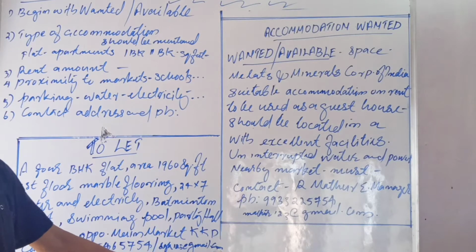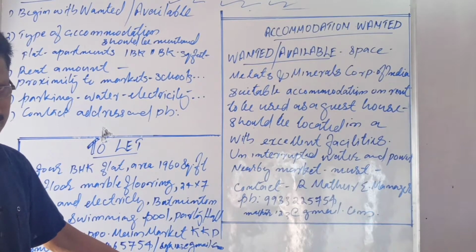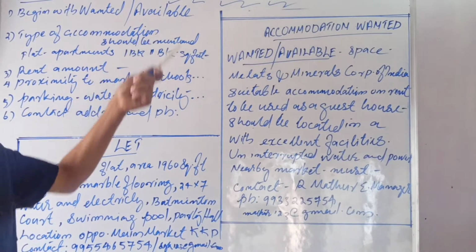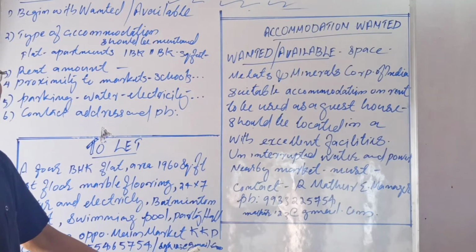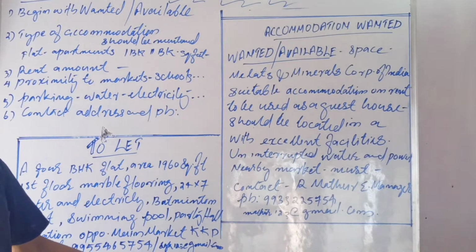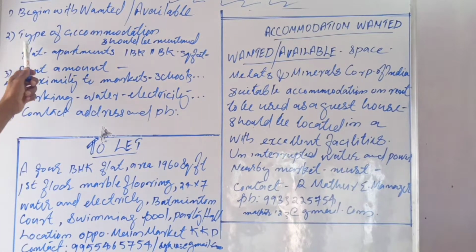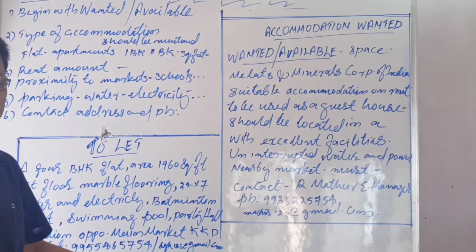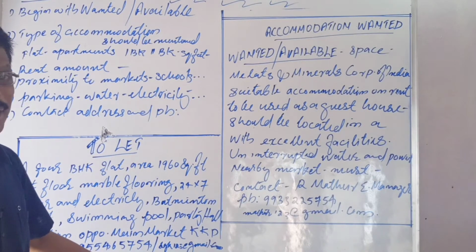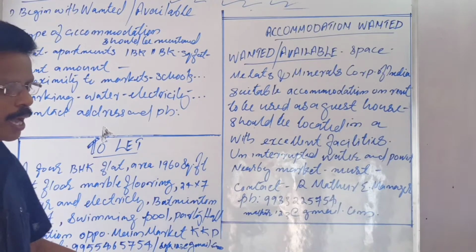So, what all things are to be taken care of while you write an answer? How to make classified advertisements? Number 1, begin with either wanted or available. Don't write both. According to the question paper, you have to decide whether you should write wanted or available. You can understand now. You have common sense. You can understand what should be written there. Number 2, type of accommodation should be mentioned. Either you are in need of, you wanted, or that you are offering, that is available. For both these same rules are applicable.